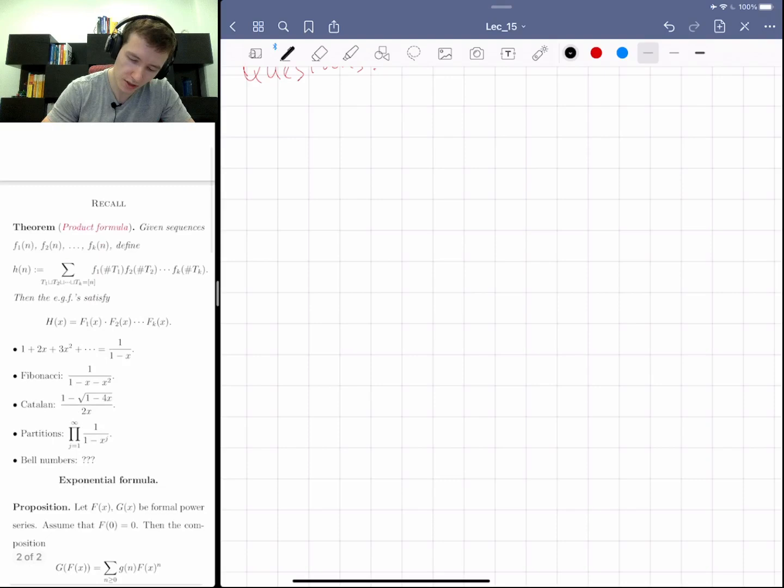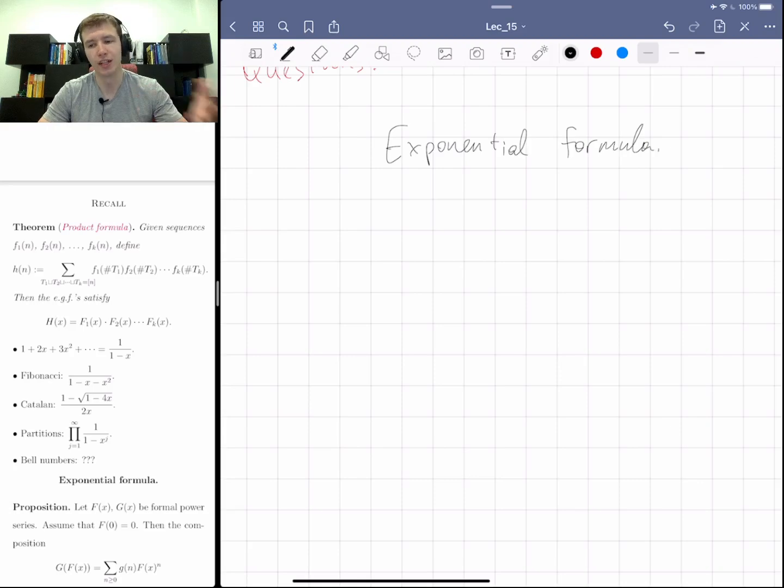The next topic is the exponential formula. So far I discussed that if you take some exponential or ordinary generating functions, you can add them, multiply them, and so far that's it. But you can do some other things with generating functions, right? You can also take composition.